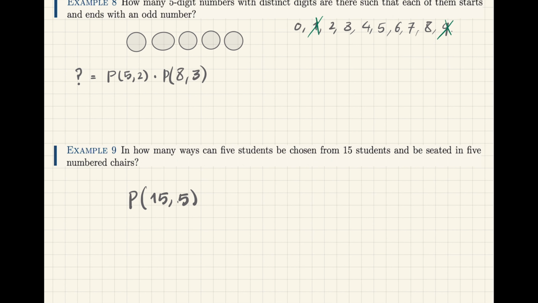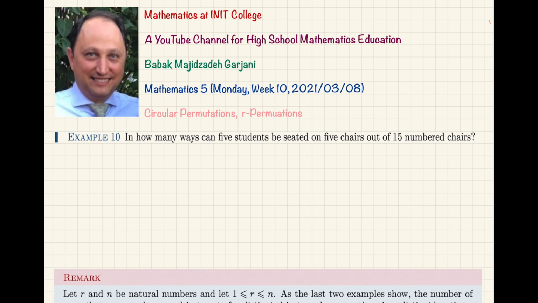Okay, let me change the scenario a little bit. So this is a good experience to know. Example number 10. In how many ways can 5 students be seated on 5 chairs out of 15 numbered chairs? So here I have 5 students. Do you remember we had this situation before? I have 5 students, but I want to distribute them in 15 numbered chairs.